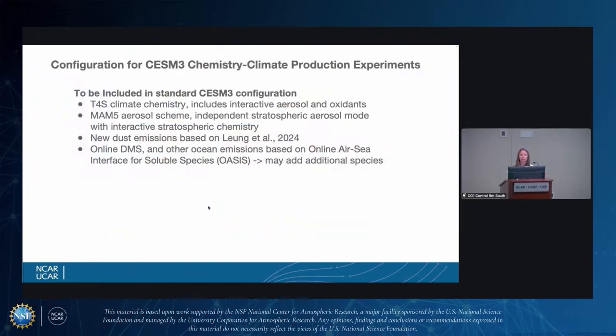I do want to go quickly through the configurations that we have now for our production experiments and planning. As I said, we'll include the more simplified chemistry T4S. We will have an aerosol scheme that's called MAM5. So there's a fifth aerosol mode that is for the stratosphere for interactive chemistry. We do have the new dust scheme from Danny's paper work and online emissions with our machine learning approach, OASIS, and we add additional emissions of DMS as well.